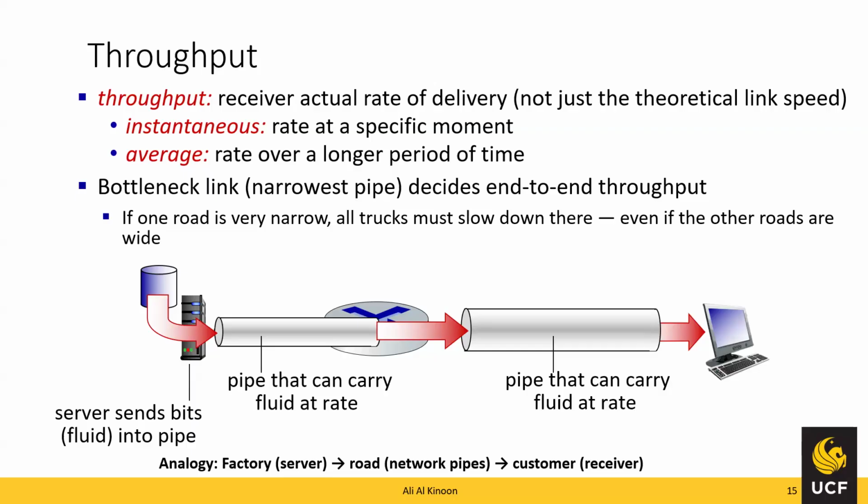So here for the visualization, the bottleneck link is this one right here. We must comply with whatever it can do here, meaning that when the server sends packets to the router, it sends them at a specific speed. We have to calculate that and keep that in mind. Maybe when it goes from the next router to the client, the throughput is big, so it can handle more and get there quicker. But back to our analogy, if one road is very narrow, all trucks must slow down there, even if the other roads are wide. Okay.